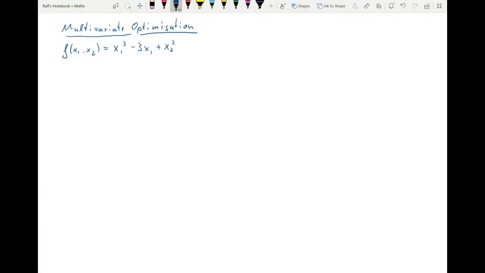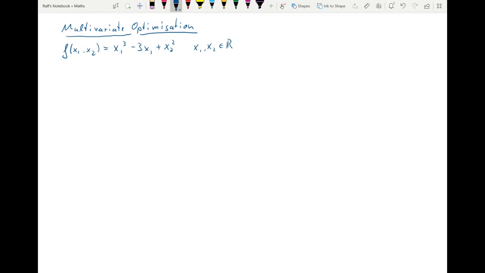So here's our example function. It is a function which is cubic in x1 and quadratic in x2. So we have two arguments to this function. The domain of this function is such that it is defined across the real domain in both dimensions.